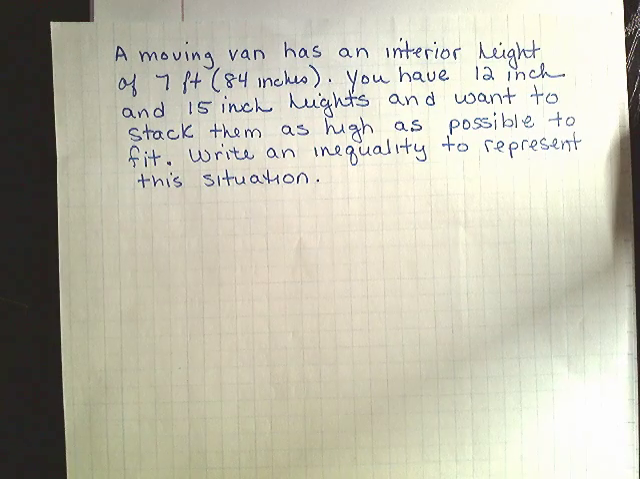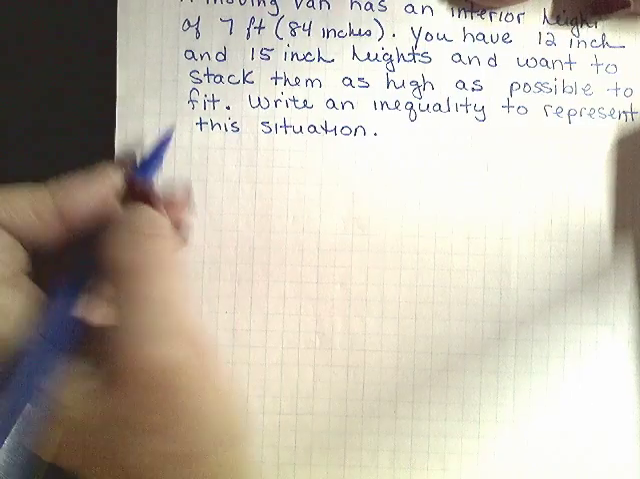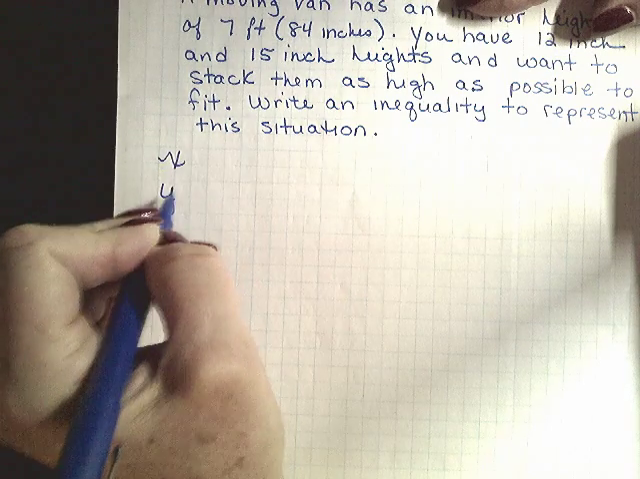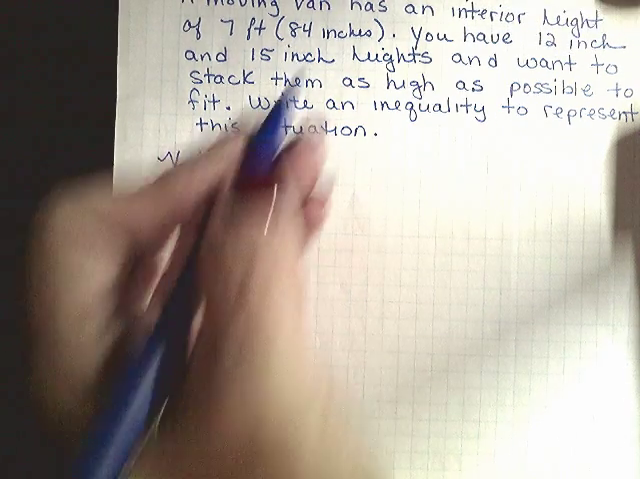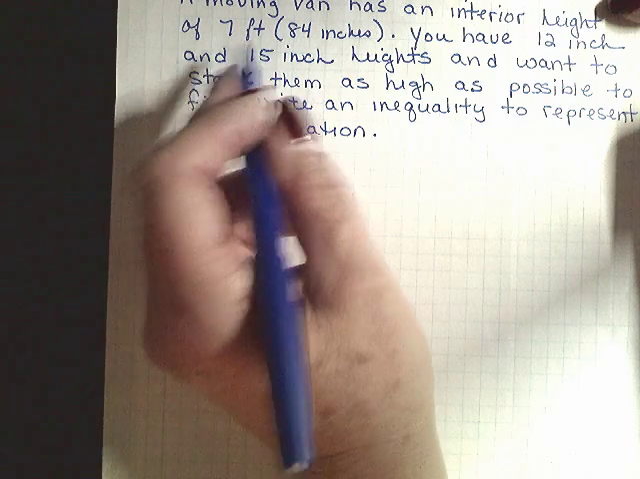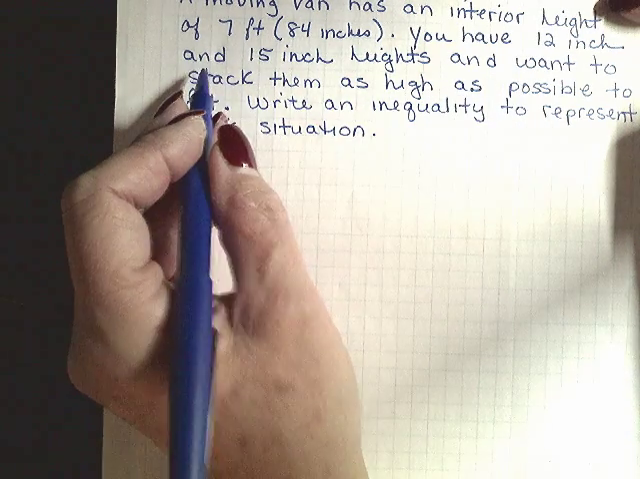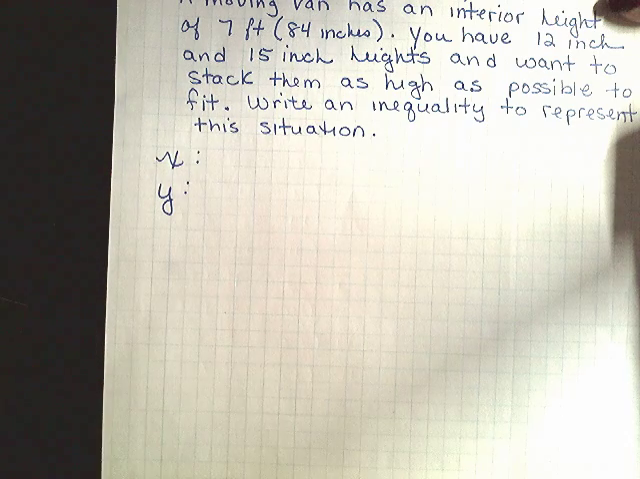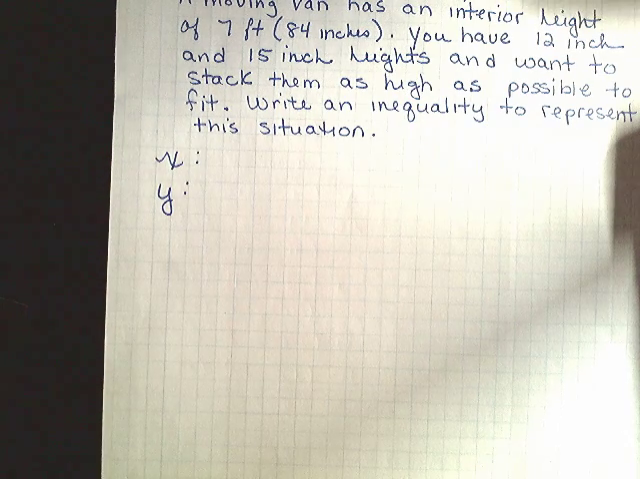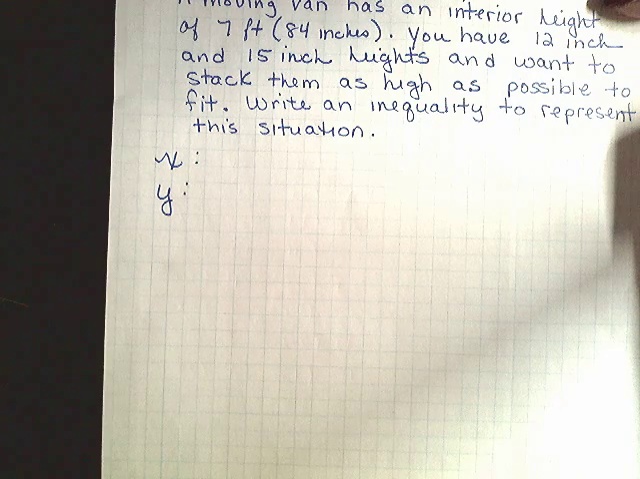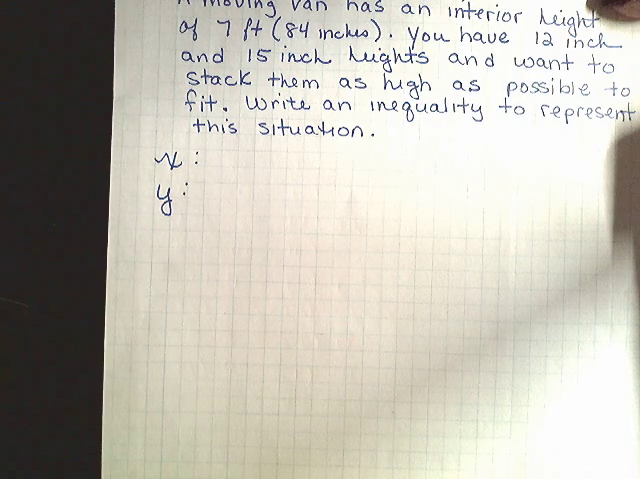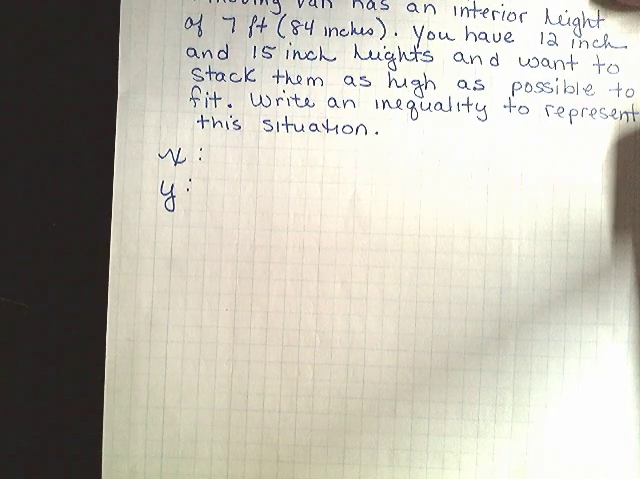All right, you're going to have a word problem, and you're going to have to set it up. So you know you have an X and a Y. Okay, a moving van has an interior height of 7 feet, which is 84 inches. You have 12-inch and 15-inch heights and want to stack boxes as high as possible to make them all fit in. Write an inequality to express this situation.